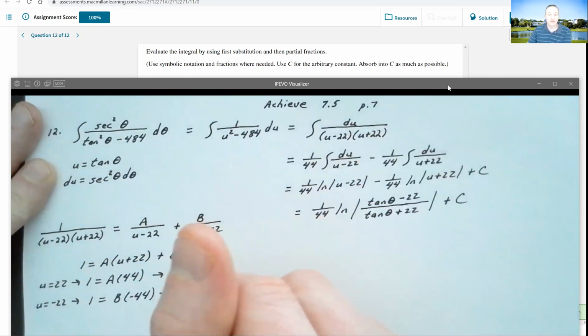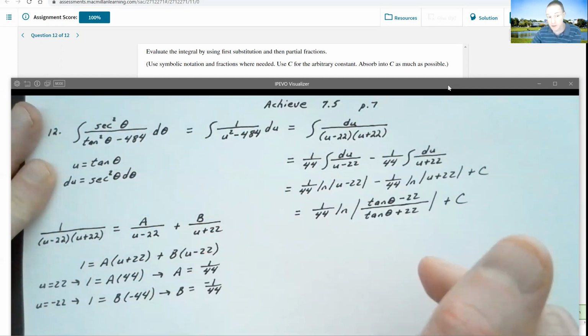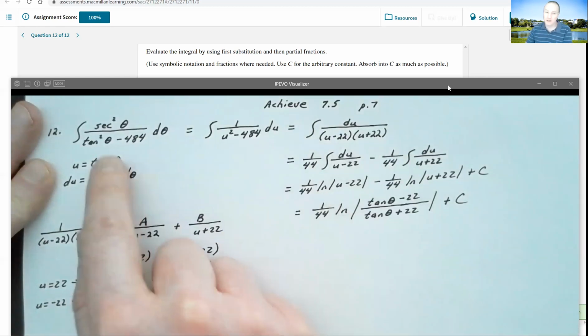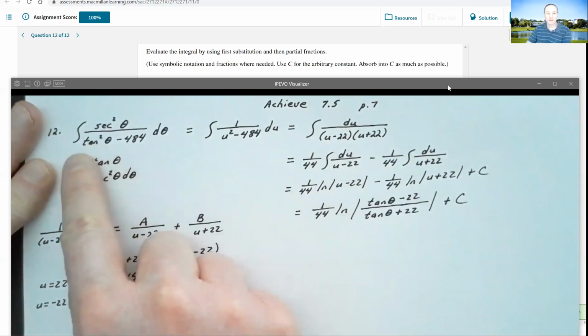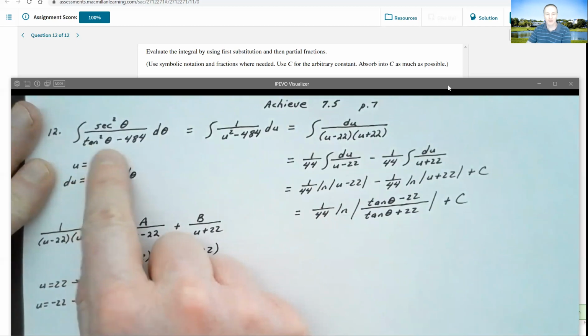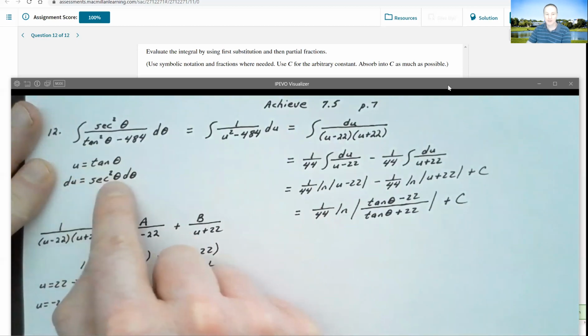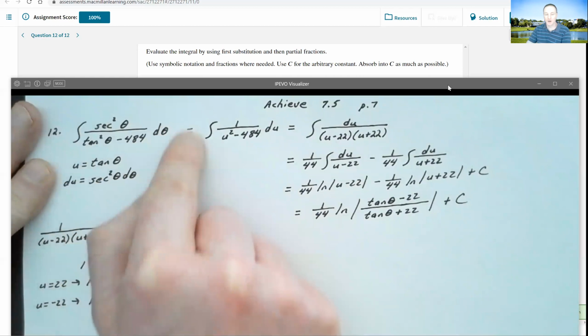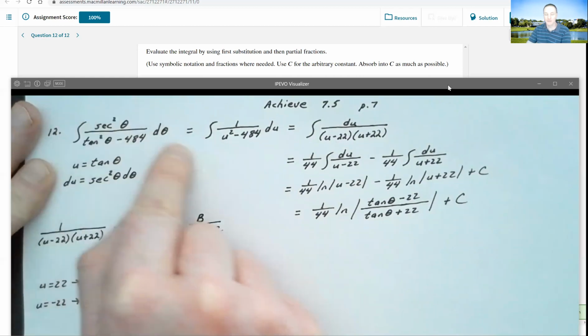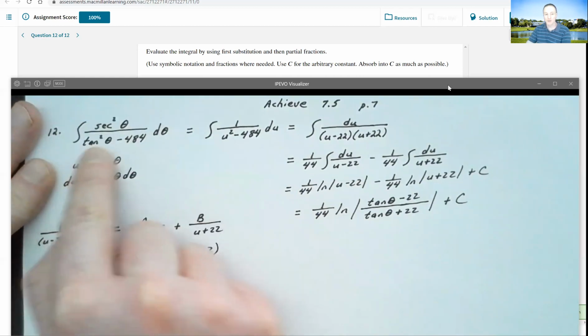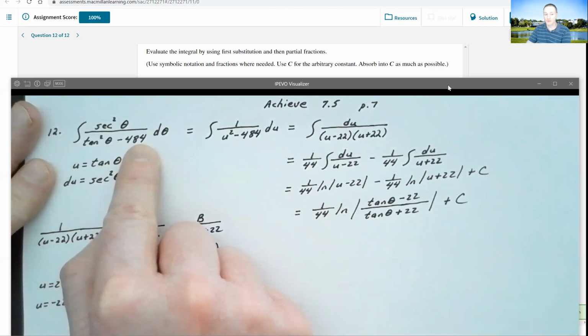Okay, so in order to work this problem, I followed their directions. It says evaluate the integral by using substitution first. Well, the clear substitution in this problem is to let u equal the tangent of theta. If you do that, du is secant squared theta d theta, so all of that numerator cancels and just becomes du. Your denominator is going to become u squared minus 484.